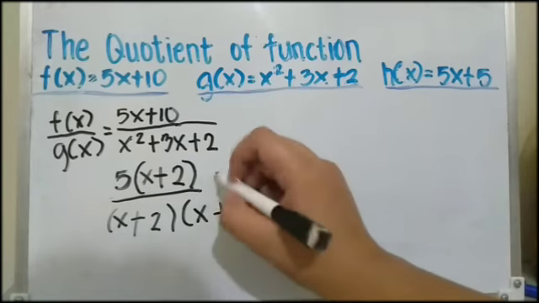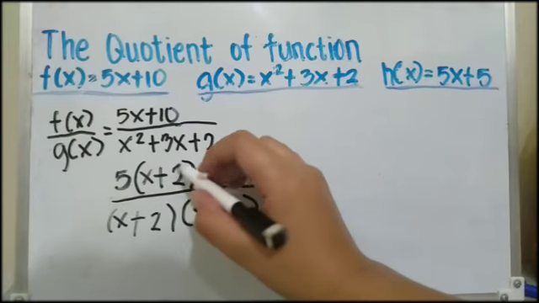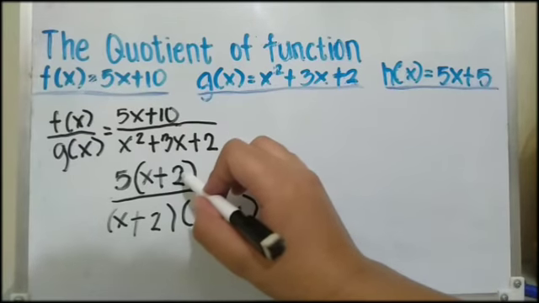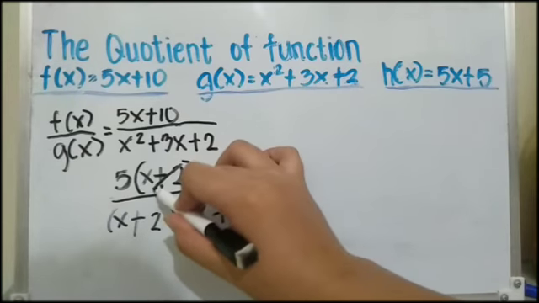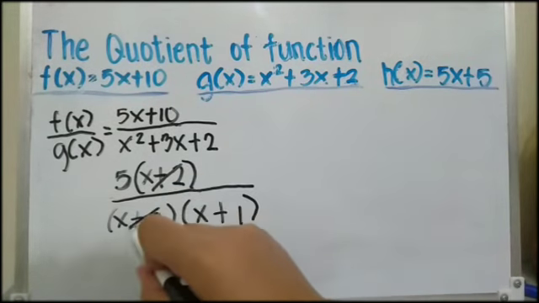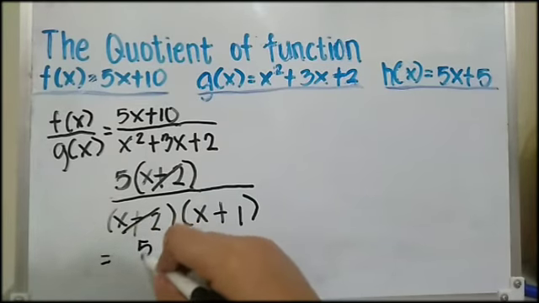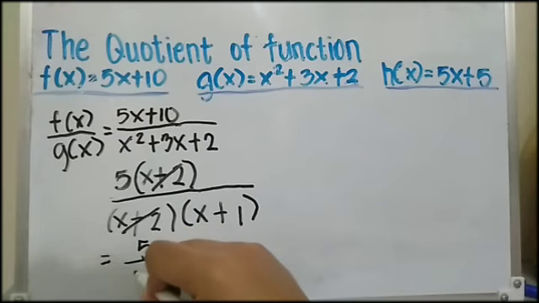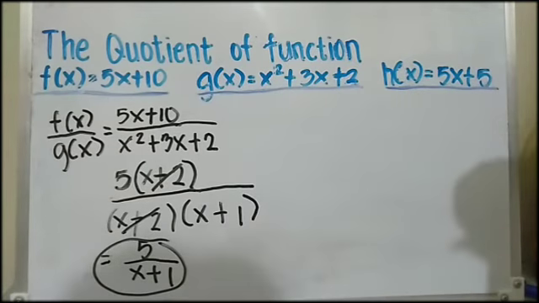To simplify, let us cancel the like terms. So let us cancel the x plus 2 of the numerator and the x plus 2 of the denominator. So the final answer of this is 5 over x plus 1. So simple as that.